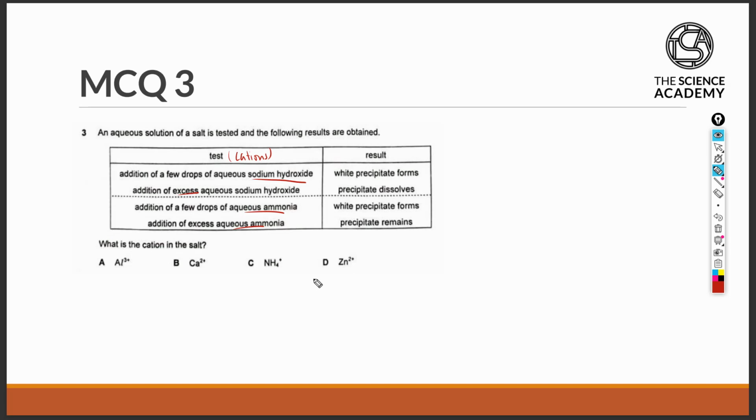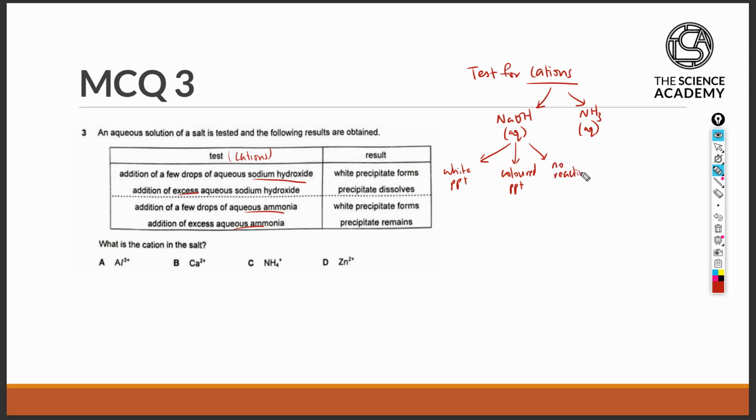So if there were to be any anions in the options given, we can immediately eliminate them. So let's do a quick recap for the test for cations. There are two reagents that can be added: aqueous sodium hydroxide and aqueous ammonia. For aqueous sodium hydroxide, there is either a white precipitate formed, 3 colored precipitates, or no reaction is seen.